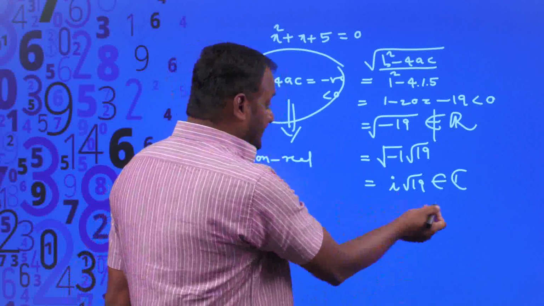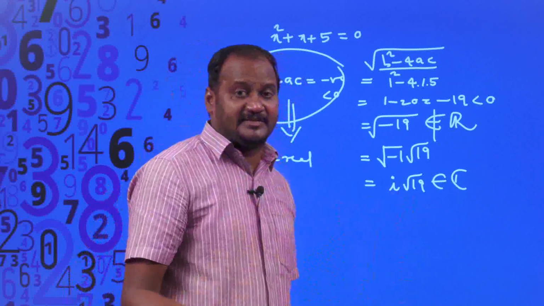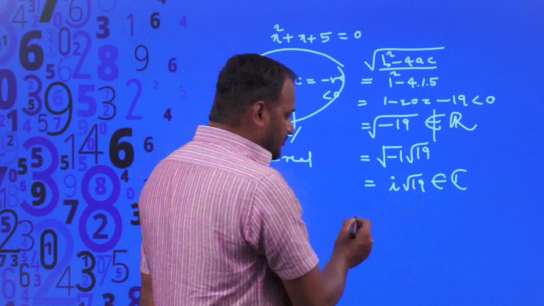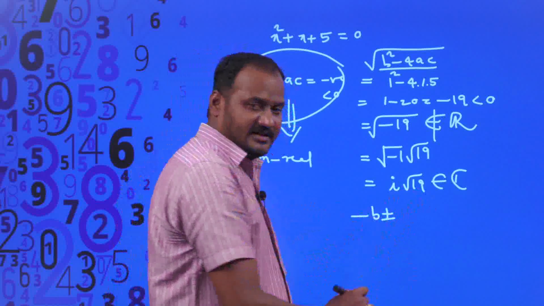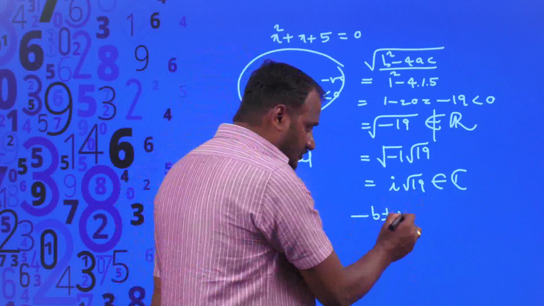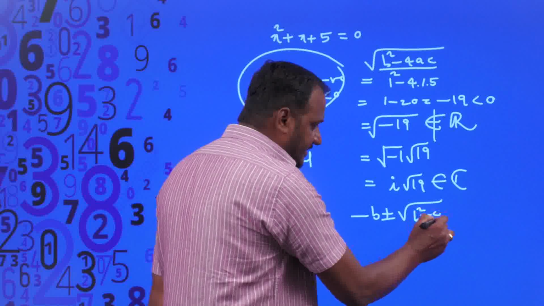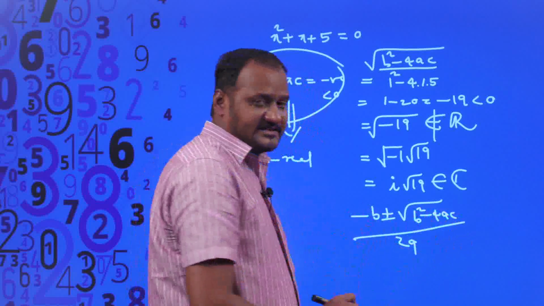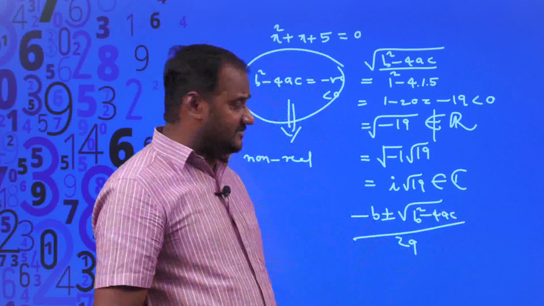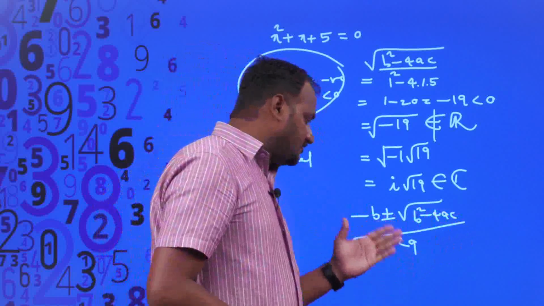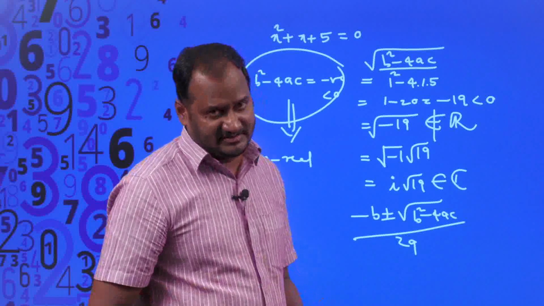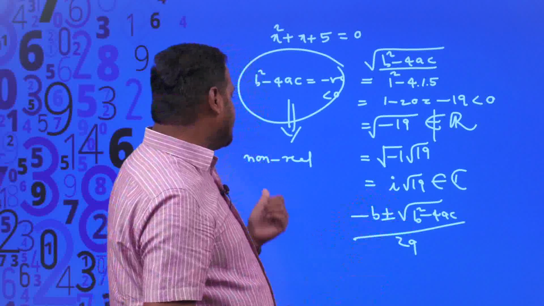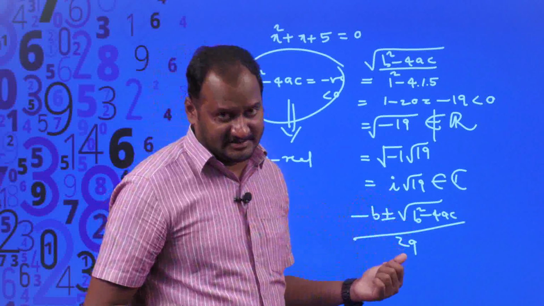And moreover, whether they are equal imaginary numbers or unequal imaginary numbers, of course they are unequal, because before this you have minus b plus or minus root over b square minus 4ac, whole divided by 2a. So when you use plus, you will get one complex number. When you use minus, you will get one more complex number.